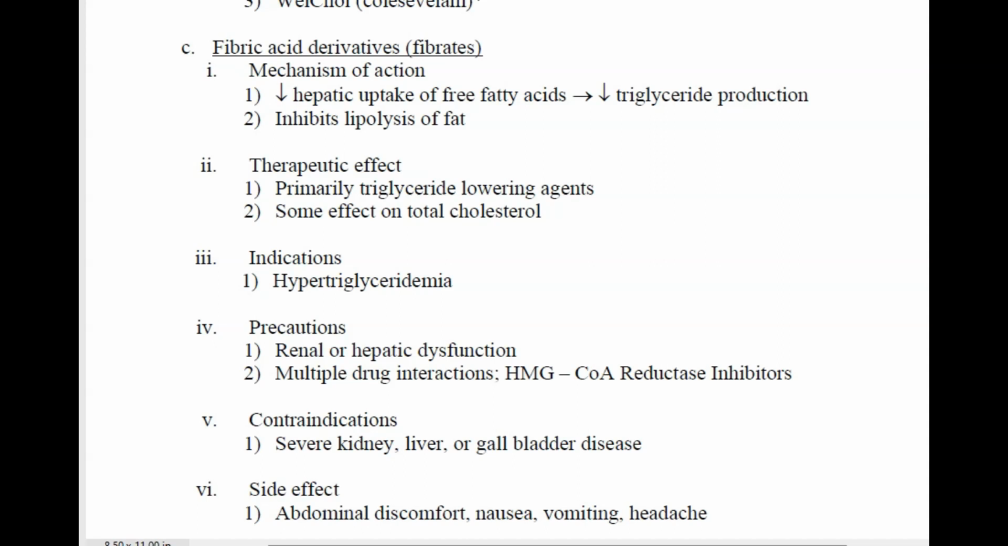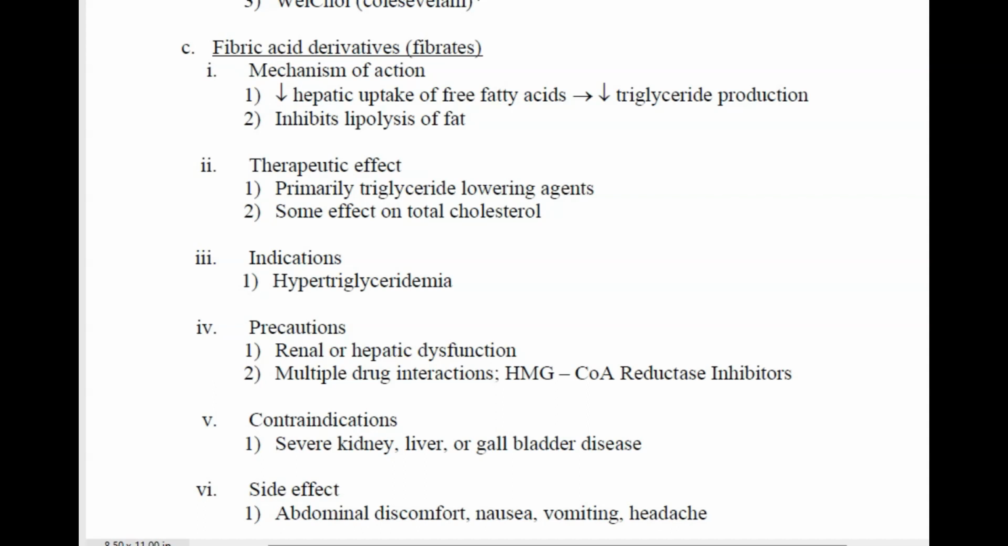Fibric acid derivatives are fibrates. So their mechanism of action: it decreases the hepatic uptake of free fatty acids, therefore decreasing triglyceride production, or triglyceride levels in the blood. Basically, this is the cholesterol in the blood. So what happens is it activates lipoprotein lipase, an enzyme that breaks down the cholesterol.